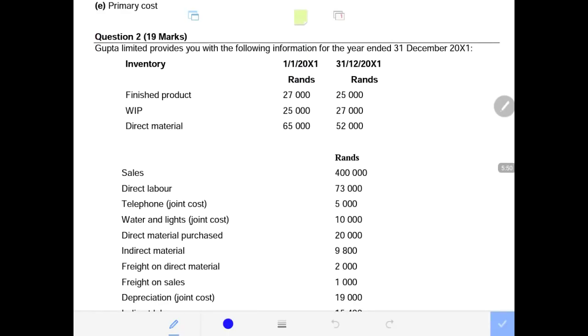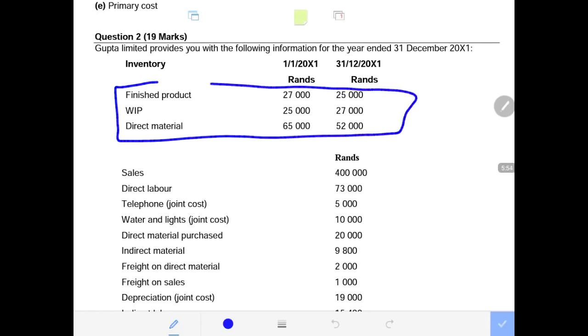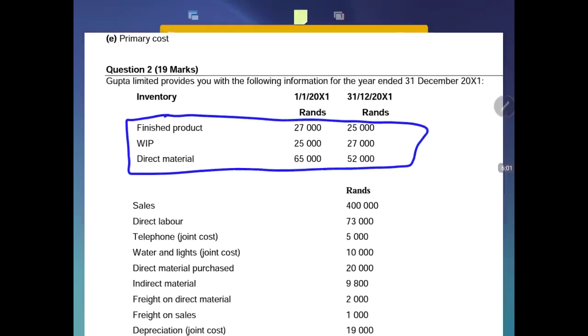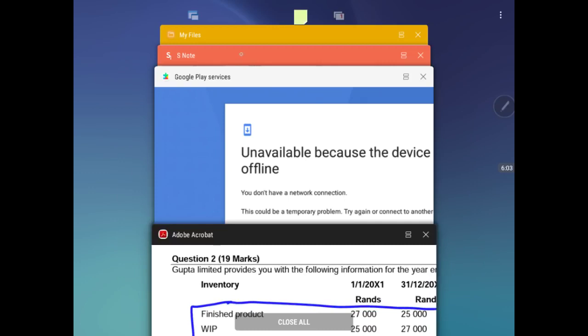Now, as I said, I want to dwell very much on the openings and closings before I start just copying and pasting this into the manufacturing statement. I want to bring your attention to a few ledger accounts that are very crucial with regards to this topic.